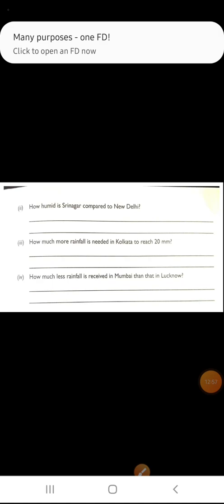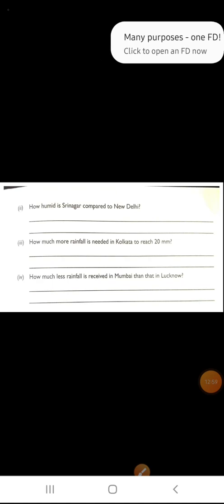So the first question is, which place received the highest rainfall in July? You can see which place has the highest rainfall. It is 54.3 mm, and that is of Srinagar. So Srinagar has the highest rainfall.